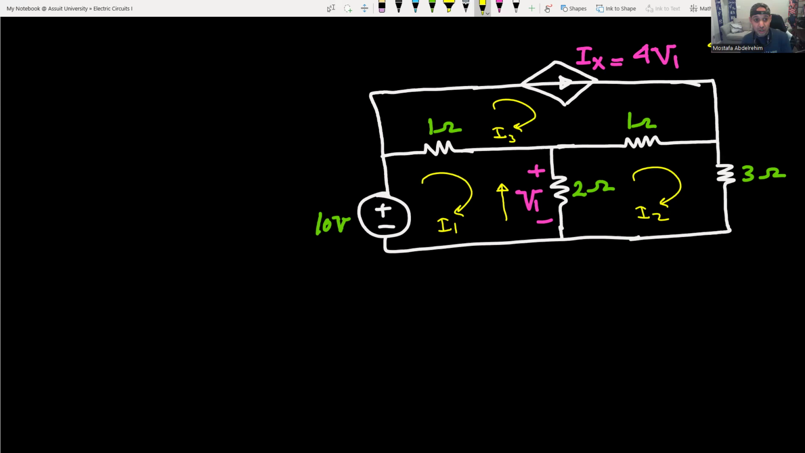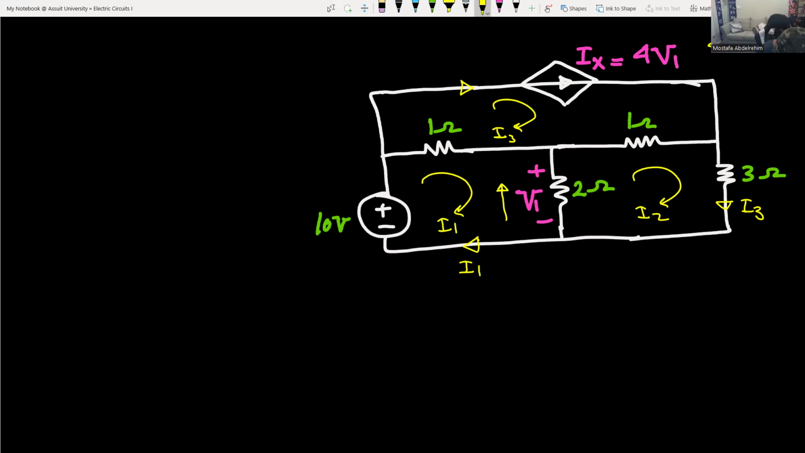So remember that in the mesh current method, the current that represents each mesh is the current that flows in the non-shared branch. So in mesh I1, the actual branch of I1 is this one, which is a branch that has the 10 volt battery. I2 flows in the 3 ohm resistance. And I3 is the same current as the branch current source, which is Ix. Okay, and that's basically the equation.